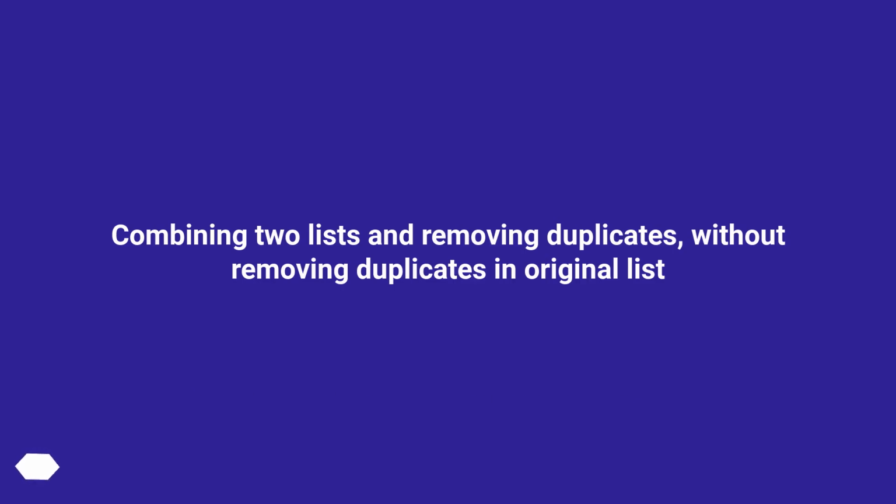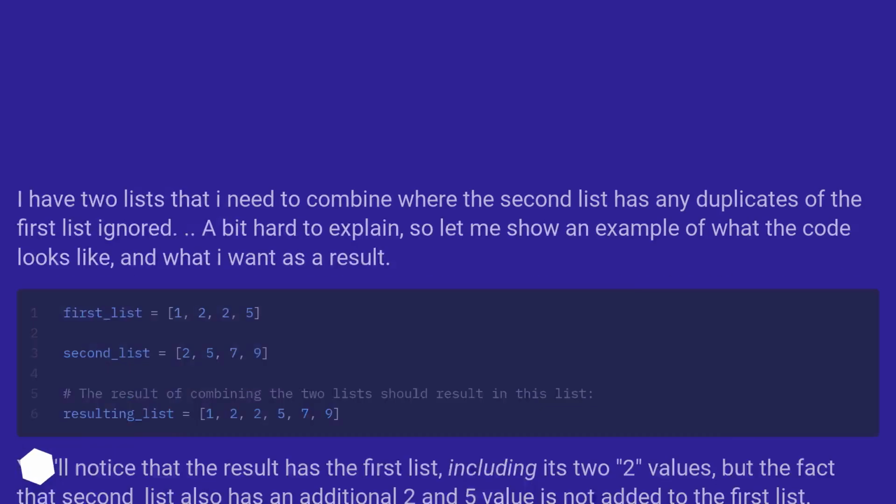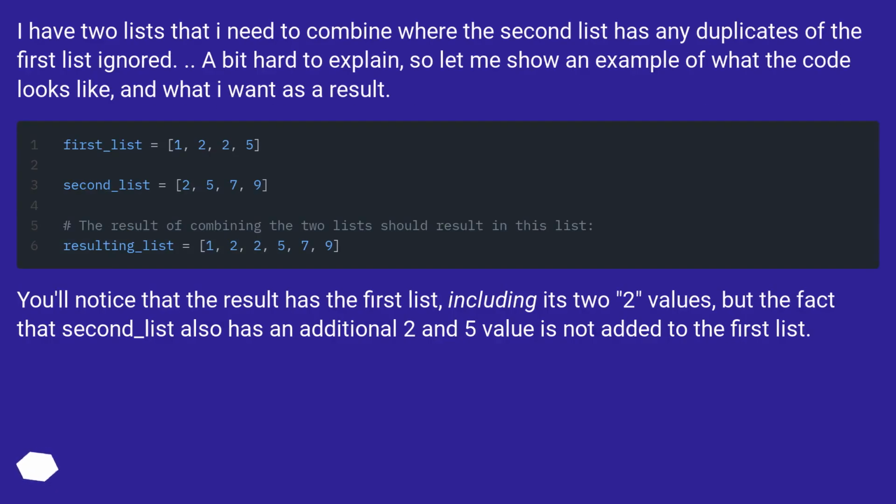Combining two lists and removing duplicates, without removing duplicates in the original list. I have two lists that I need to combine where the second list has any duplicates of the first list ignored. A bit hard to explain, so let me show an example of what the code looks like, and what I want as a result.